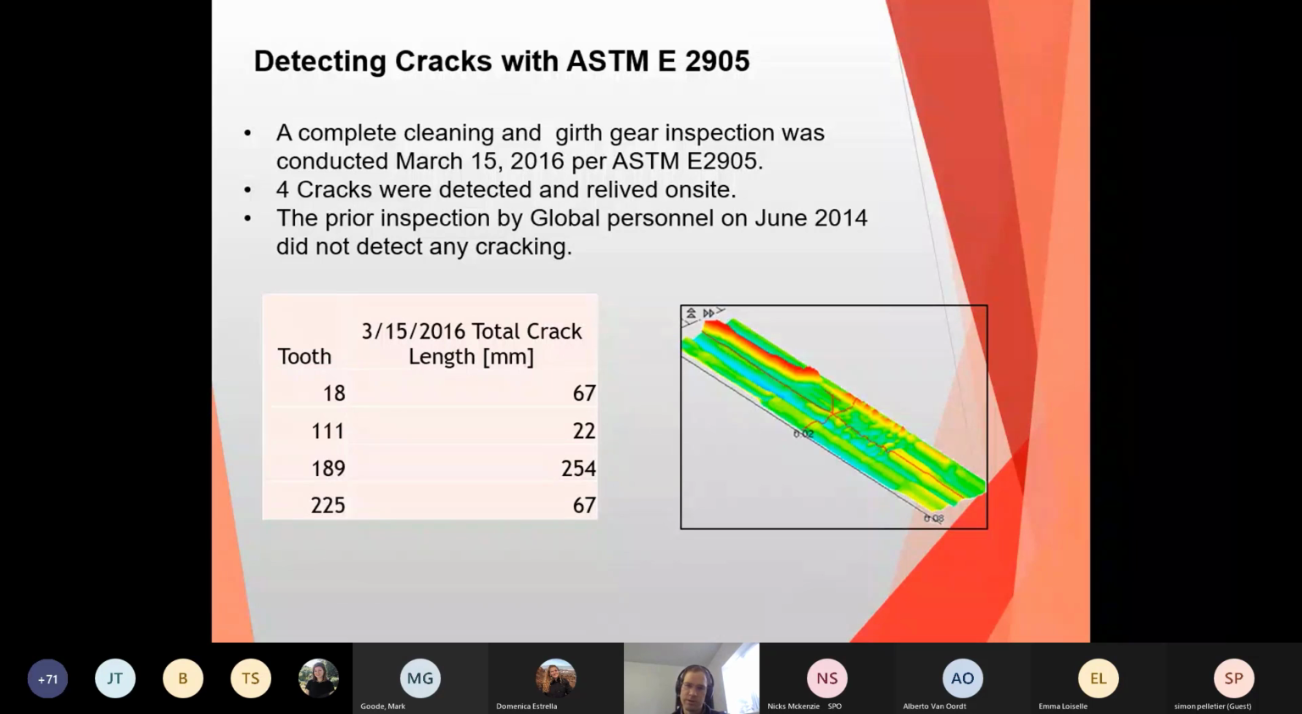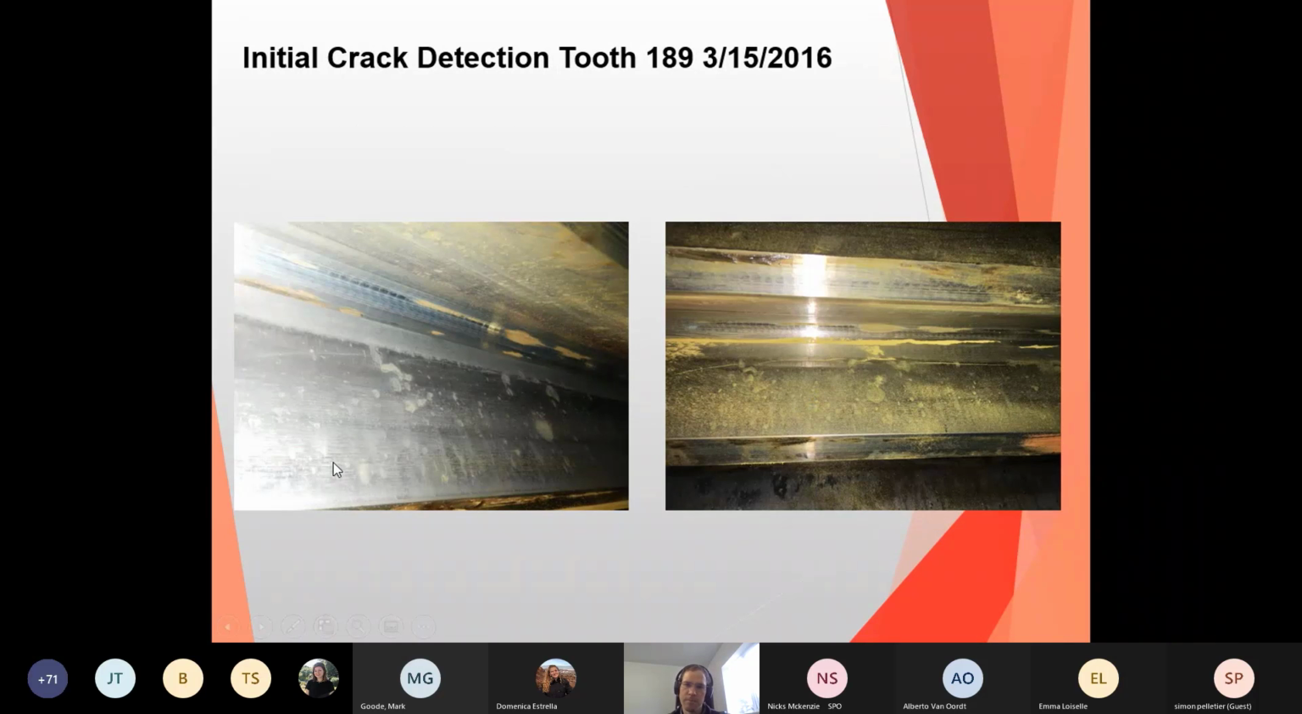So this is, again, some additional support for doing those inspections annually, where if we'd done inspections in 2015, we may have been able to find some of these cracks earlier on in their life. The initial crack detection is shown with this magnetic particle inspection. You can see on the image, mainly on the right, some of the yellow, where the magnetic particle is sticking to the crack on the tooth.